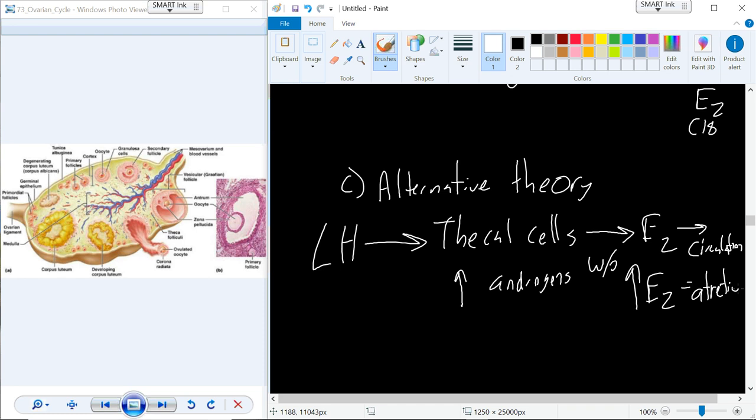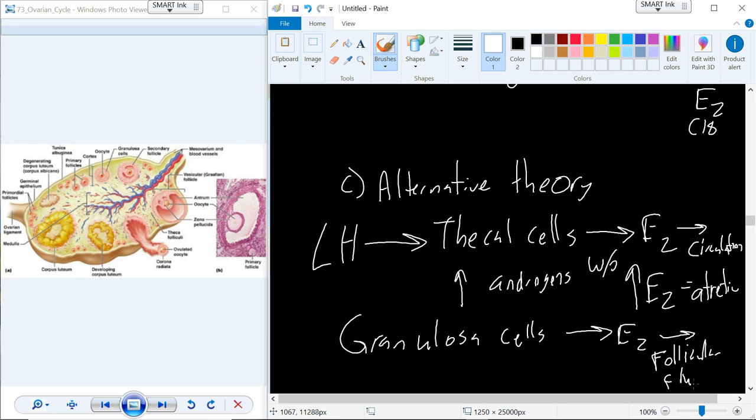Okay. So the granulosa cells produce estrogen, and that ends up in the follicular fluid. And so we don't have the two cells working together, thecal cells and granulosa cells, each is producing their own estrogen. From the thecal cells, estrogen enters into the circulation, becomes systemic. The granulosa cells produce estrogen that ends up in the follicular fluid. The estrogen levels in the follicular fluid then regulate follicular maturation.